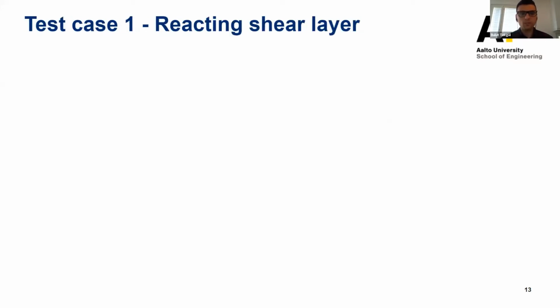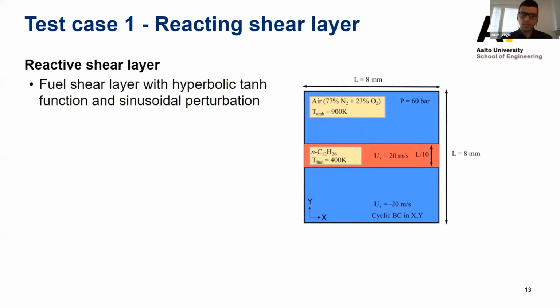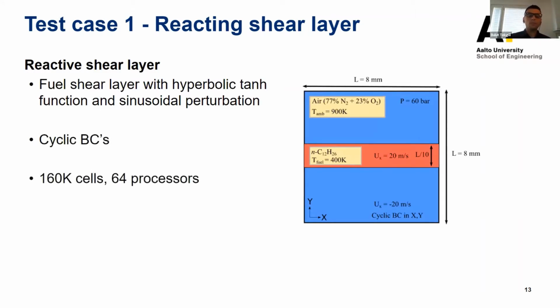So to benchmark this, we came up with two test cases. The first case is a simple 2D case, a reacting shear layer. It's formed with an air ambient and a fuel strip in the middle, and just some Kelvin-Helmholtz instabilities, by imposing some initial conditions. As I said, there's a fuel shear layer with a hyperbolic tangent function and sinusoidal perturbation. We have cyclic boundary conditions all over. We have around 160,000 cells divided into 64 processors using Scotch decomposition.